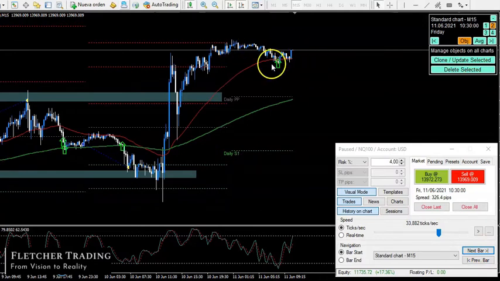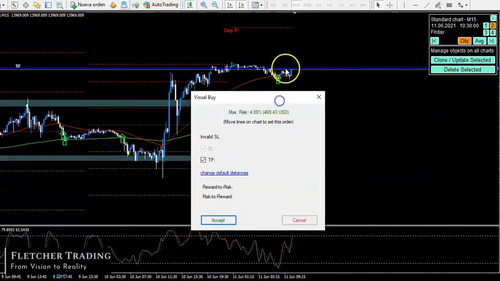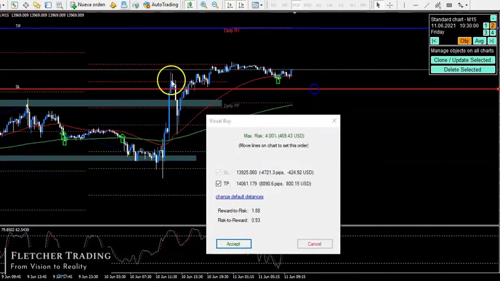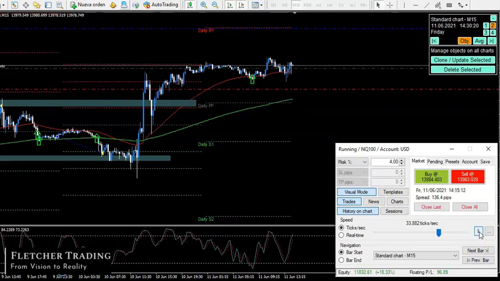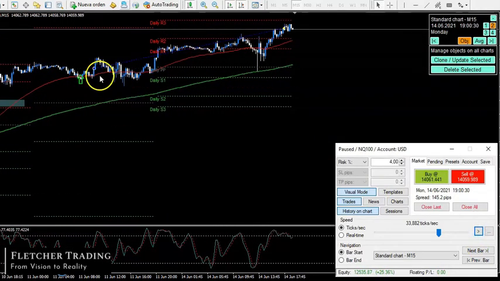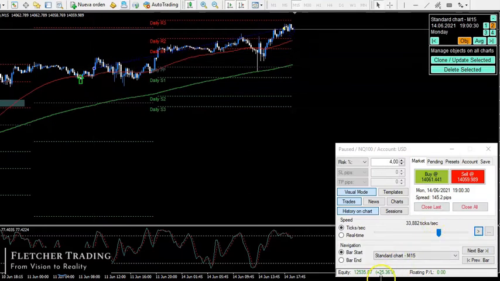Okay, so we've just received another buy signal here, so I'm going to go buy. I'm going to be looking to target the resistance level, and I'm just going to put the stop loss just below these wicks here with a risk to reward around 1.8. I'm going to click accept. Okay, so we've just been taken out of this trade. That was really good, and we're now up 25% on this account.